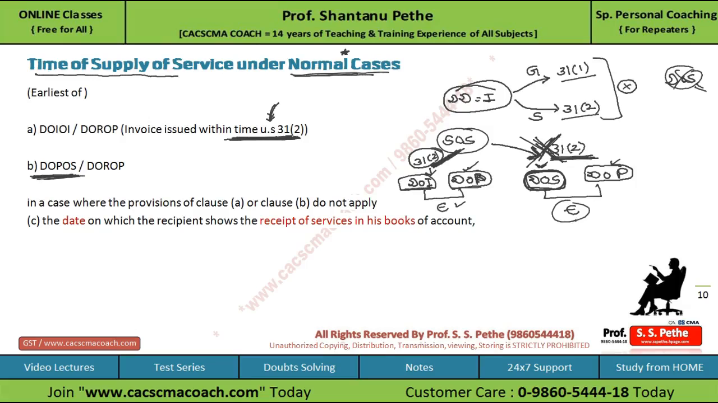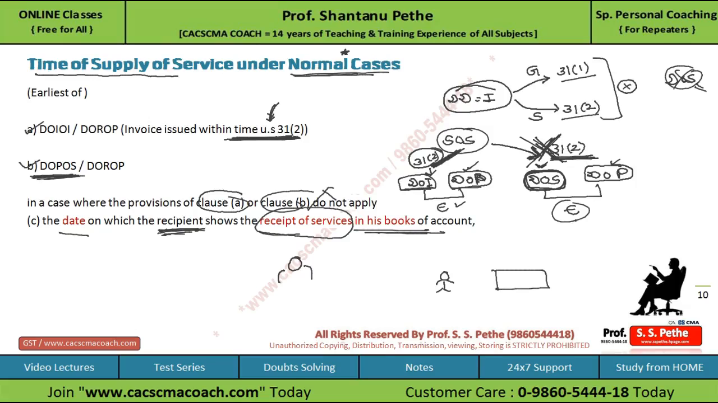Now this section further says that in case the provisions of clause A and clause B both do not apply, then the date on which the recipient of service showed the receipt of service in his books of account will be treated as the time of supply of service. Please note that this is the supplier of service and this is the recipient of service. You have to check the books of the recipient of service. Whenever you see the receipt of service recorded in the books of the recipient, that date will be treated as the time of supply of service when clause A and clause B are not applicable.